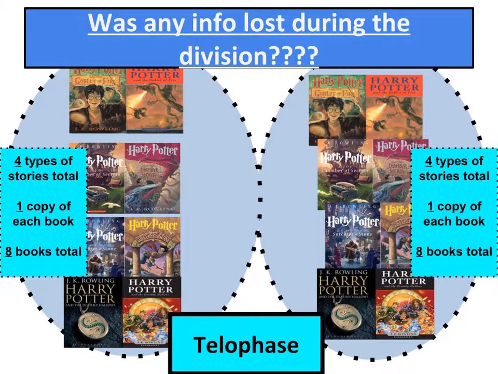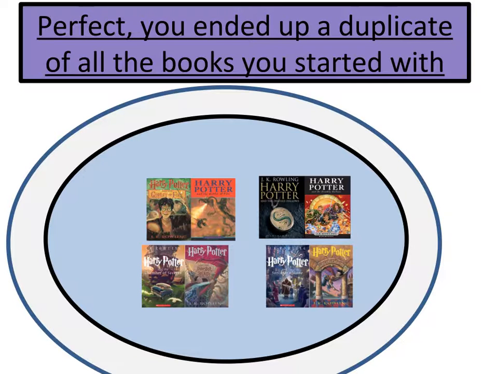Now just to clarify terminology, the 4 types of stories, once again, 2 copies of each type of story. Goblet of Fire, Goblet of Fire. Chamber of Secrets, Chamber of Secrets. Sorcerer's Stone, Sorcerer's Stone. Deathly Hallows, Deathly Hallows. But we have 8 books total, and 1 copy of each specific version of them. So perfect, you ended up with duplicates of all the books you started with.